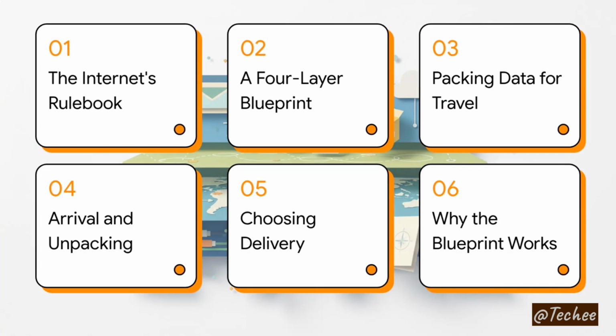Okay, so let's dive in. Here's what we're going to cover today. We'll look at why it's the internet's rulebook, break down its four-layer blueprint, see how data gets packed up for its journey and then unpacked when it arrives. We'll even check out the different delivery services it can use. And finally, why this whole system just works so well.